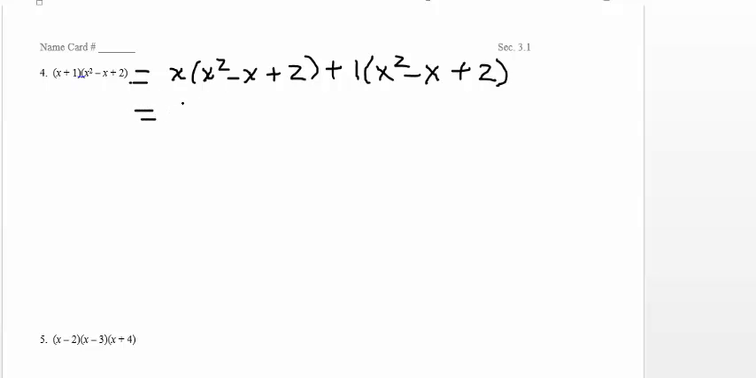And here I'm just using the distributive property. X gets multiplied by x squared. I subtract x times x. I add x times 2. And it may help for me to kind of color code this.